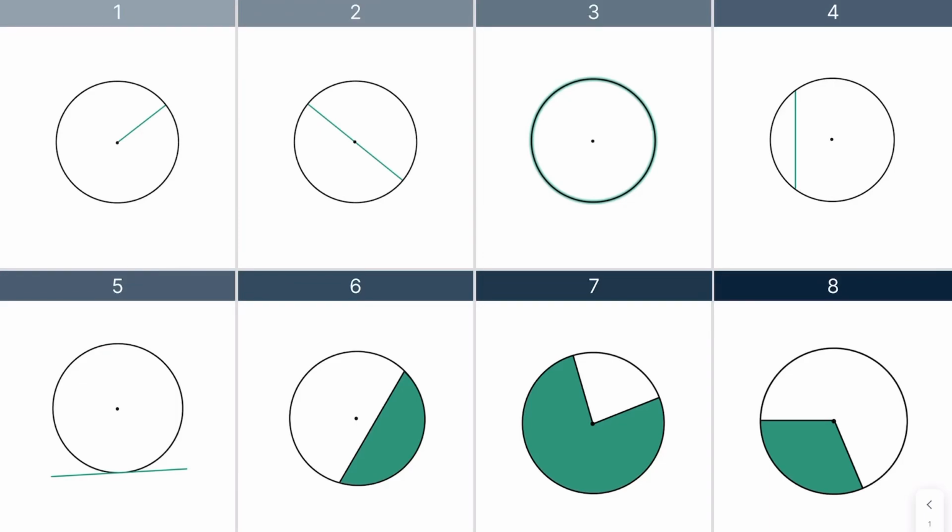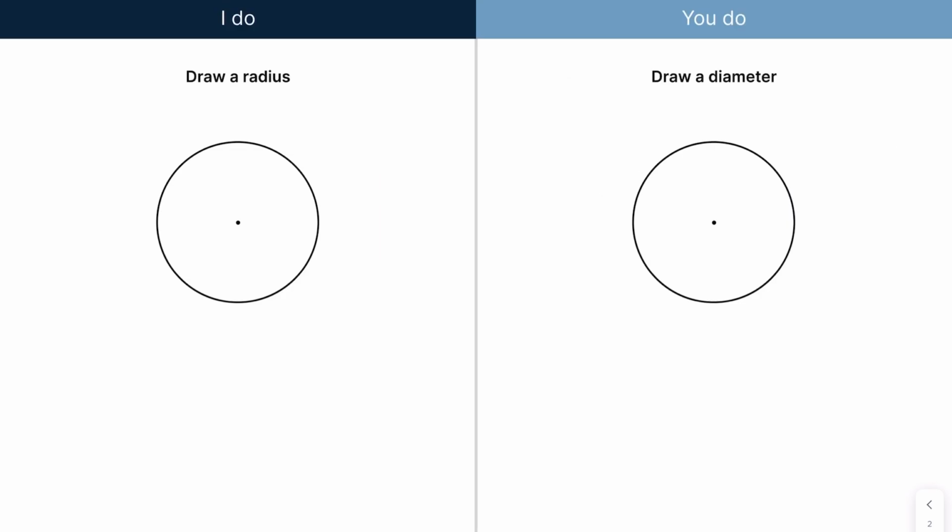Circle definitions is what we're looking at in this video. We're going to cover all of these cases. So that includes the radius, diameter, circumference, chord, tangent, minor segment, the major sector, and the minor sector. During my video, I'm going to do the example on the left, which is I do. You are then going to press pause and have a go at the example on the right, which is you do.